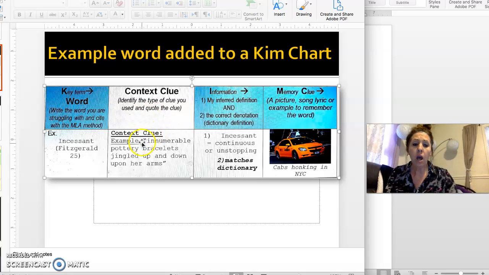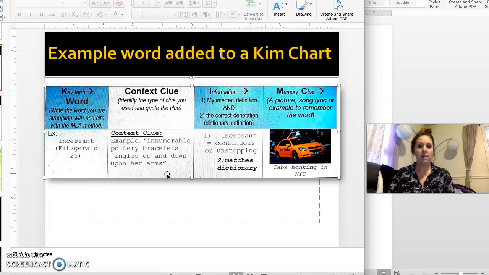So in most cases, though, I said there would be some sort of a clue. So in this case, we found a context clue called an example clue, because there's an example of something happening in the context around the word incessant. So it had said in the book there were, quote, innumerable pottery bracelets that jingled up and down upon her arms. So just imagine, I should have worn my bracelets. Imagine them jingling nonstop as I'm walking. And that's an example of a sound that is incessant.